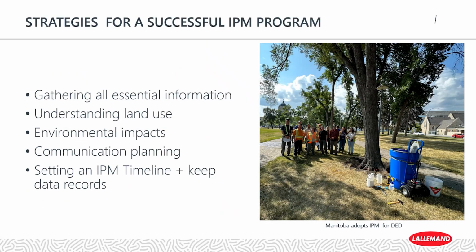And these are a few strategies for a successful IPM program. Proper planning requires the gathering of all essential information before deciding on the best approach to complete the necessary work. So understanding land use on and adjacent to the work area can help avoid potential conflict with landowners or other users of the land. It might also encourage others to get involved in protecting their trees. Environmental impacts on non-target species, soil, water, and wildlife can all be anticipated before start of work and mitigated.